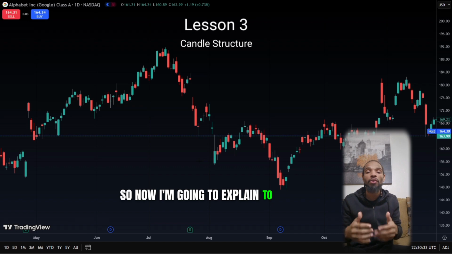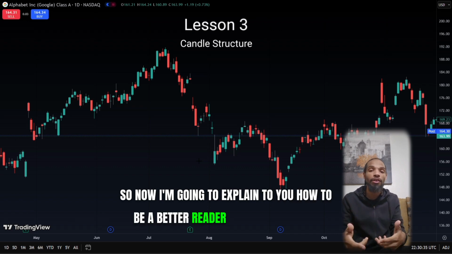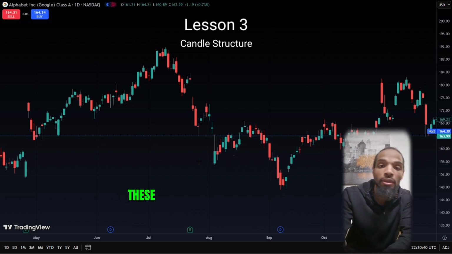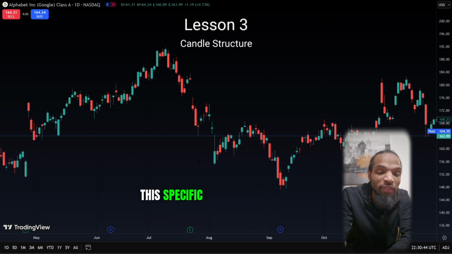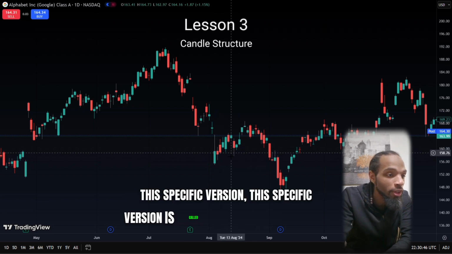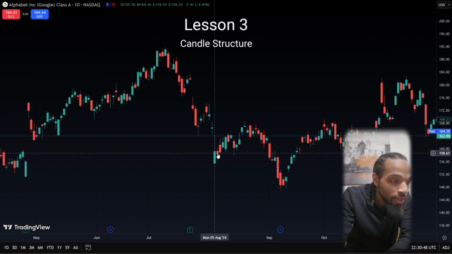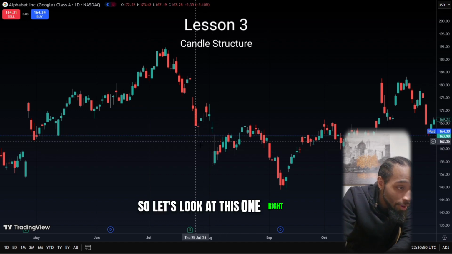So now I'm going to explain to you how to be a better reader of these Japanese candlesticks, as that's what they're called. This specific version is called Japanese candlesticks. So let's look at this one right here.